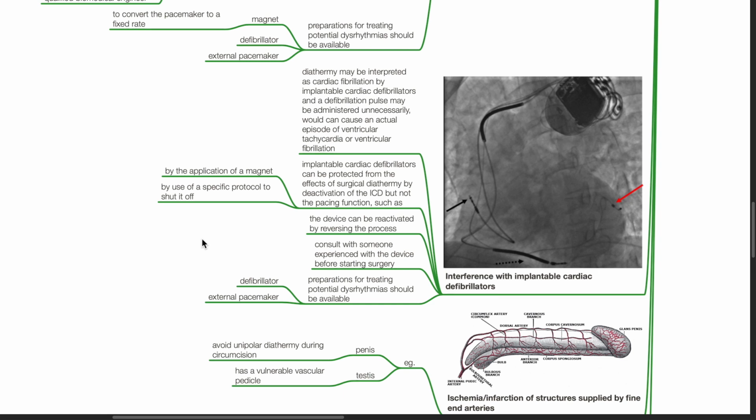Diathermy may be interpreted as cardiac fibrillation by implantable cardiac defibrillators, and a defibrillation pulse may be administered unnecessarily, which can cause an actual episode of ventricular tachycardia or ventricular fibrillation.